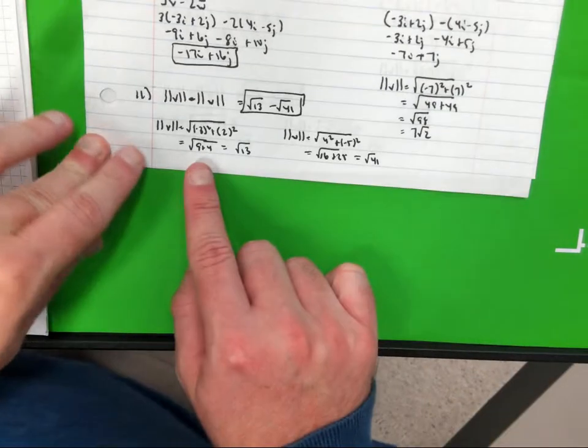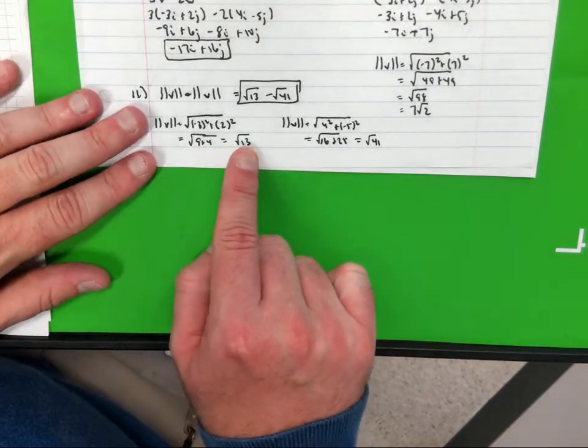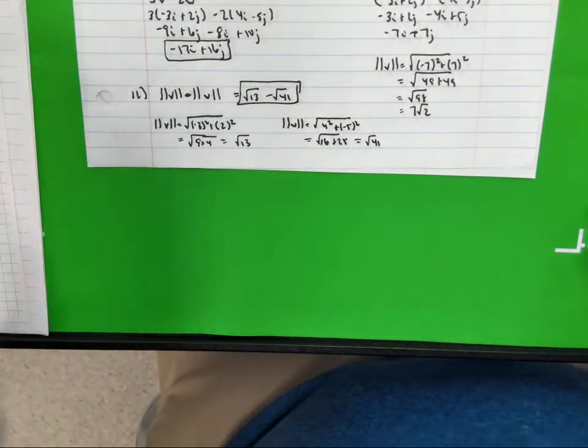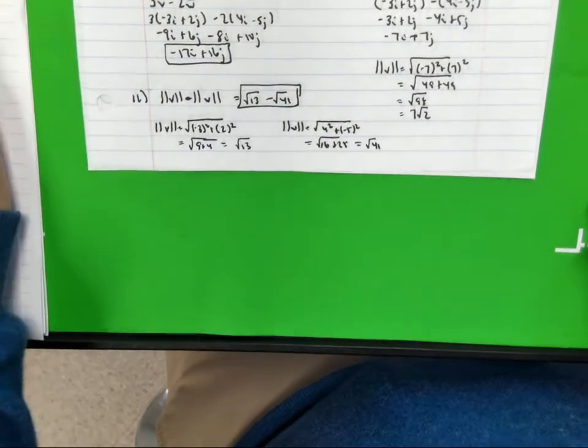Does everybody understand that? Okay. So, my magnitude is square root of 13 minus square root of 41. I cannot combine those.